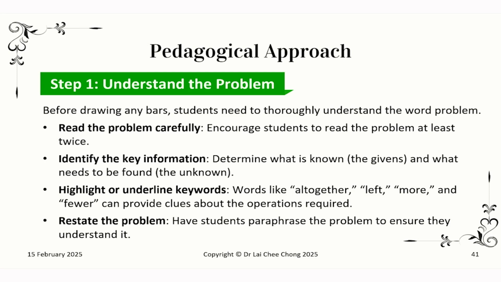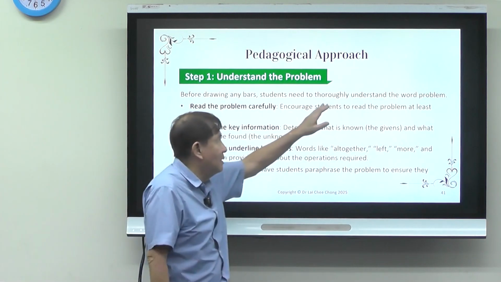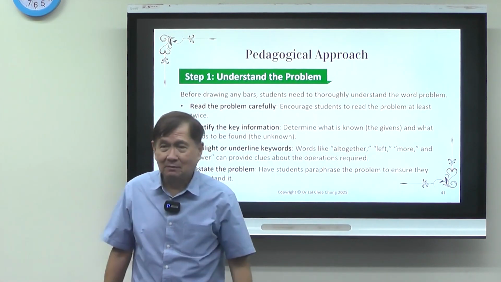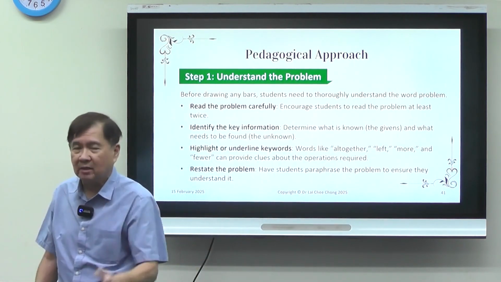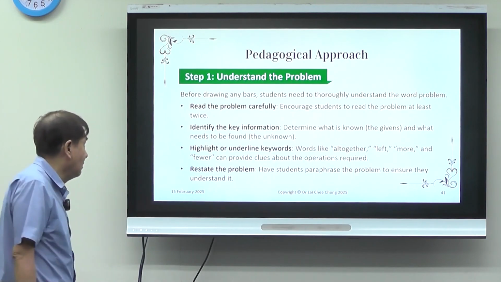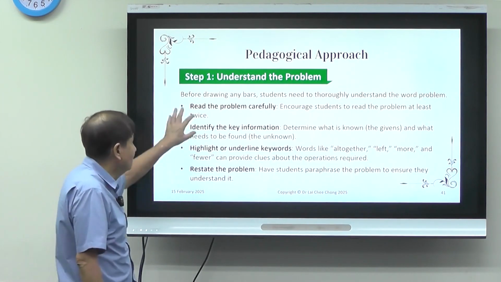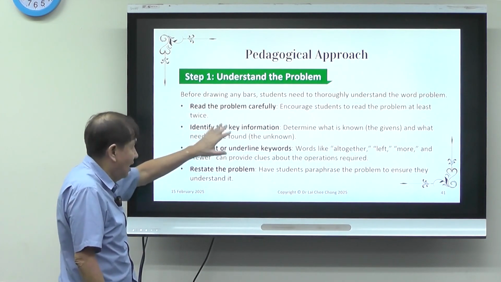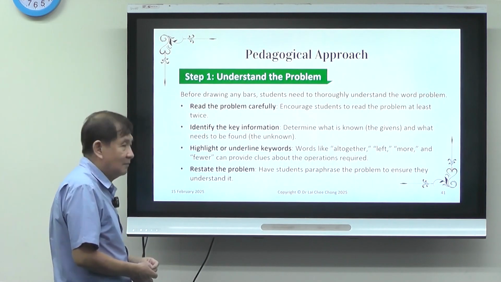Am I right? There's another issue with students, though. They're very impatient. So therefore, if you want to teach them a bar model, before they even draw the bar model, I say that they must understand the problem thoroughly. Not skim through and then say, I understand it. No way. They must understand thoroughly. So, first of all, read it carefully, you know, at least twice.